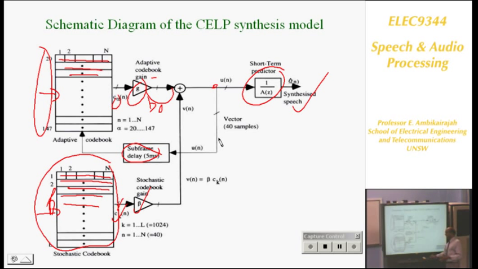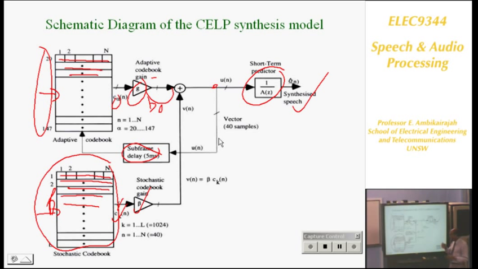And using this structure, you can actually have, this structure is called the CELP structure, with a codebook, which is called Code Excited Linear Prediction. And it's very high quality synthesized speech at 4 kilobits per second. So 64 kilobits per second speech has been compressed by these.